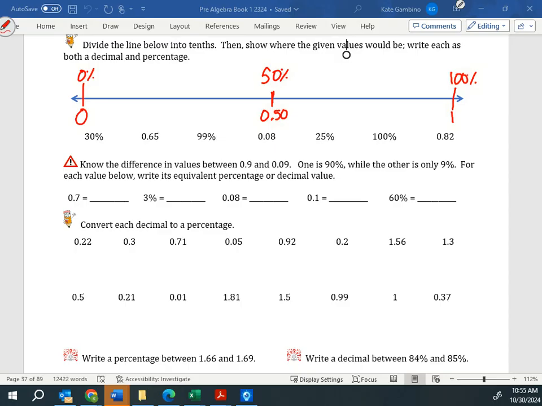30%. Where would 30% be? Christina? It's going to be between the 0 and the 50, but closer to the 50 than the 0. Our next one is 0.65. Where would I put that? Alana? Between the 50 and 100, closer to 50. Yeah, between 50 and 100, but closer to the 0.50.